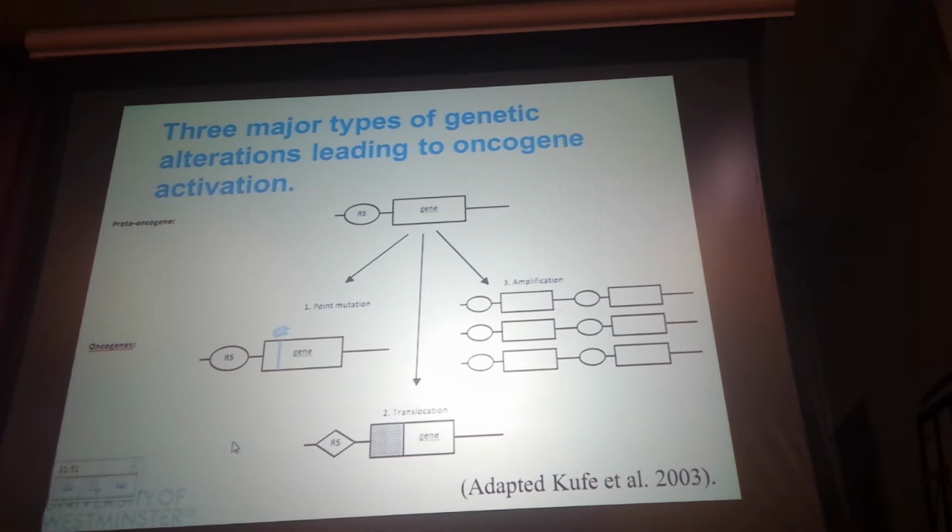And sometimes this gene is placed next to another gene that has a different type of promoter. So a gene that is not supposed to be turned on, all of a sudden, because it's fused to another gene that is constitutively on, instead of being switched off becomes switched on. Or you can also have an amplification, where you have several copies of your gene in your genome.